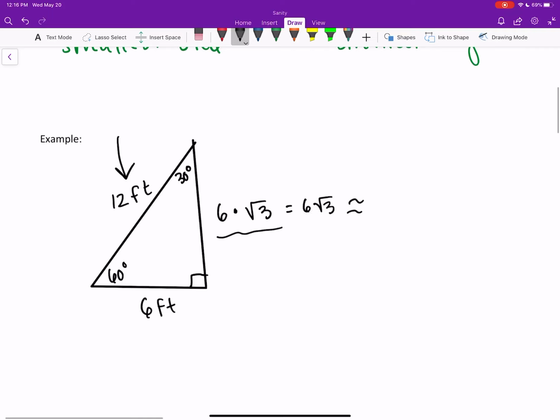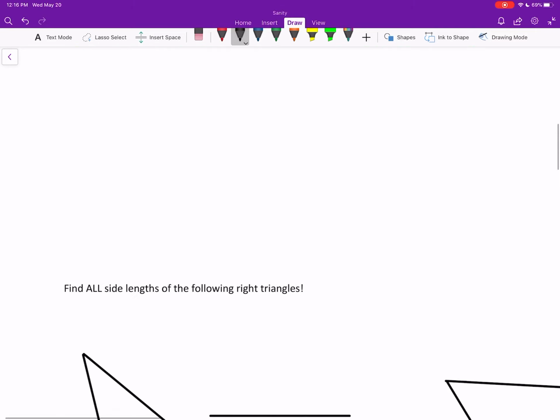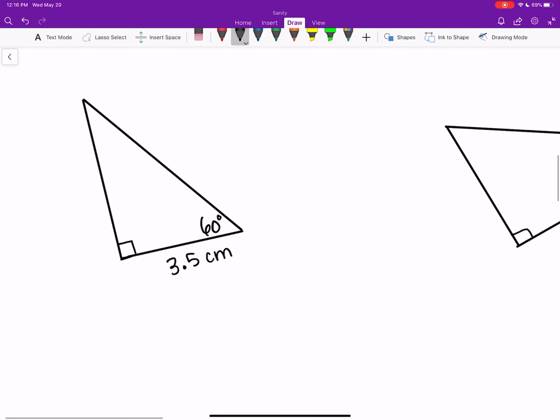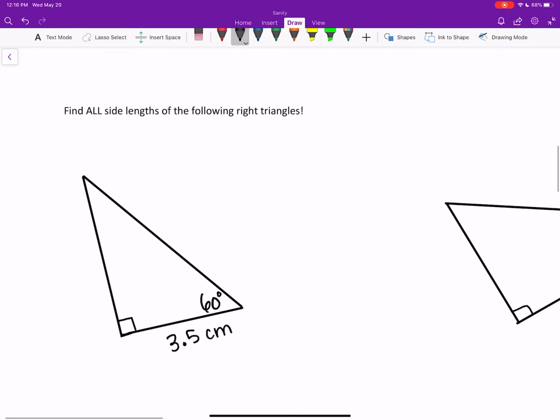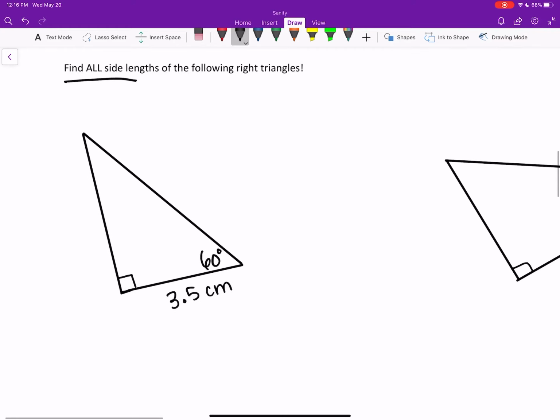I plugged that into my calculator, and I estimated 10.39 feet. I like to round to 2 decimals, might be a good rule of thumb. So if you're given a special right triangle, a 30, 60, 90 triangle, and you're given one of the sides, you can automatically find the other ones. I've got some examples, so let's go over a couple here. I'm saying find the length of all side lengths.